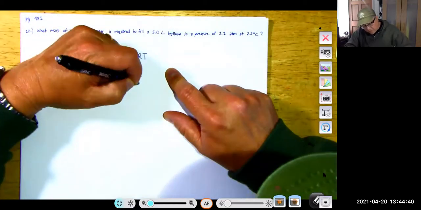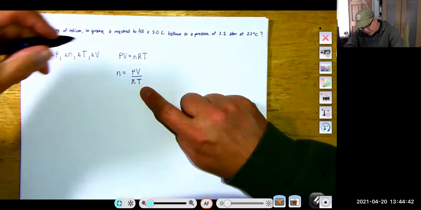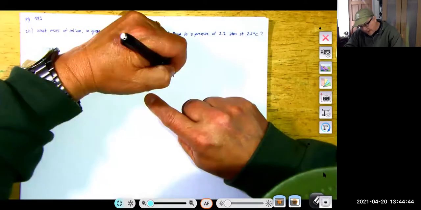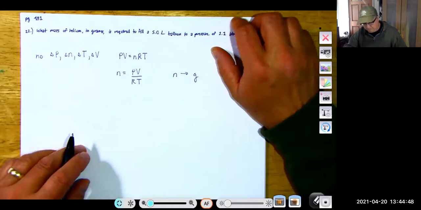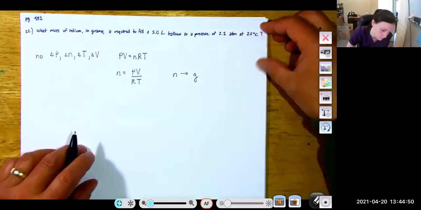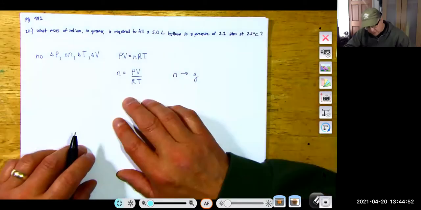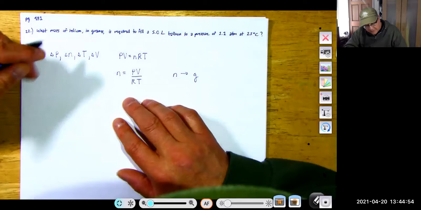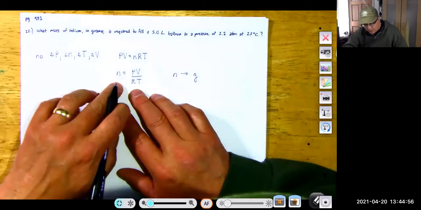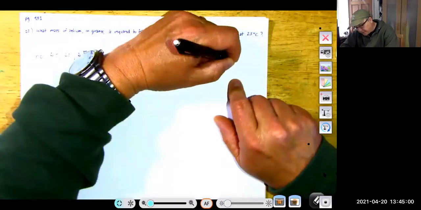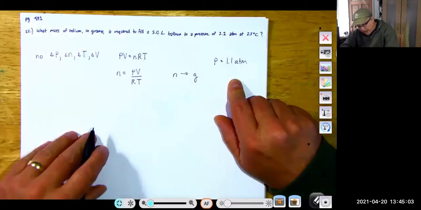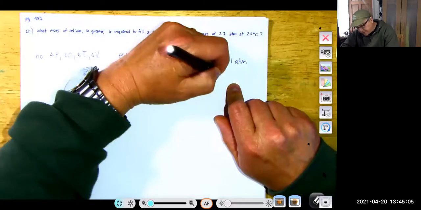And then once we have the moles, we're going to use the moles to calculate the grams using the molar mass of helium, okay? So to calculate the moles of gas, we need the pressure, and the pressure is 1.1 atmospheres. We have the volume, it's 5.0 liters.